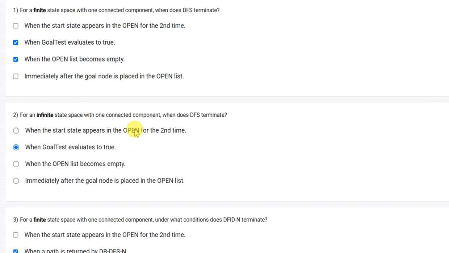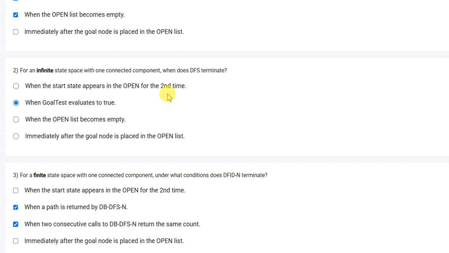So there are some questions. For a finite state space with one connected component, when does DFS terminate? Well, when the goal test evaluates to true, then DFS will terminate. And when the open list becomes empty, that is also when DFS will terminate. And for an infinite state space with one connected component, when does DFS terminate? For an infinite state space, DFS will terminate when the goal test evaluates to true.